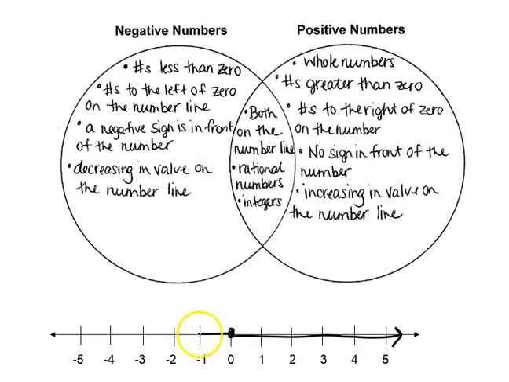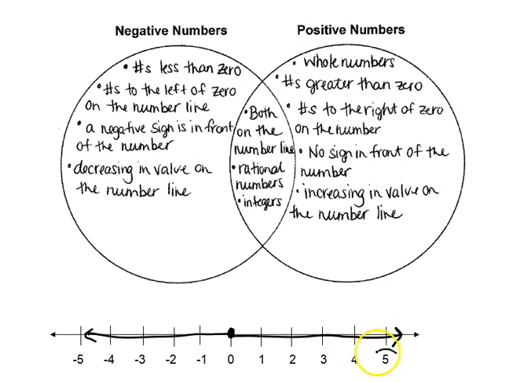So right here are all of our negative numbers. And then zero is neither positive or negative. However, it is still an integer. Another difference is positive numbers are numbers to the right of zero on the number line, which we just showed with our arrow. And negative numbers are numbers to the left of zero on the number line, which we showed over here as well. Another difference is positive numbers have no sign in front of the number.